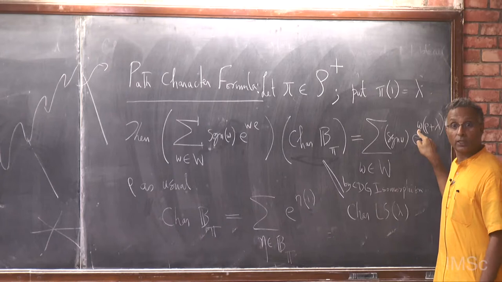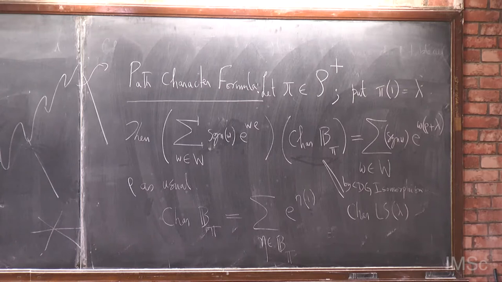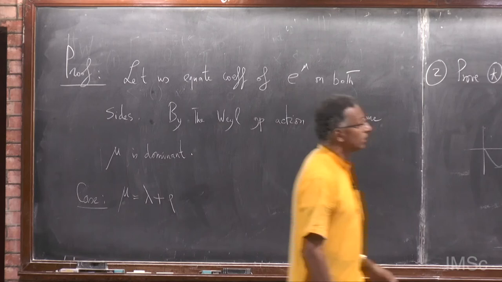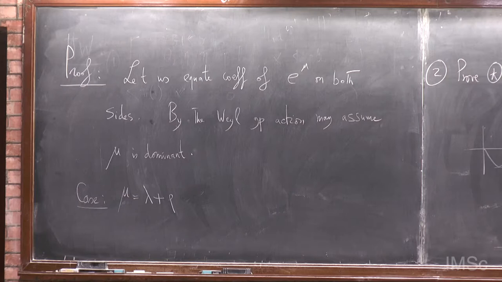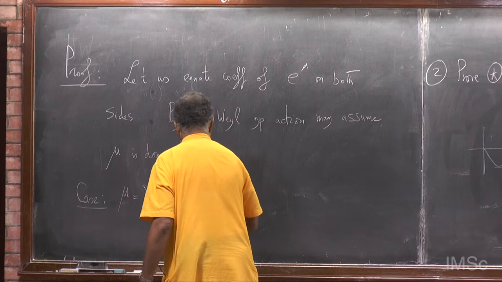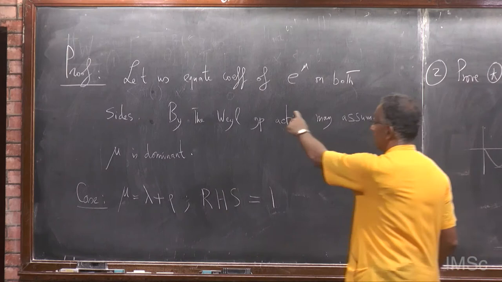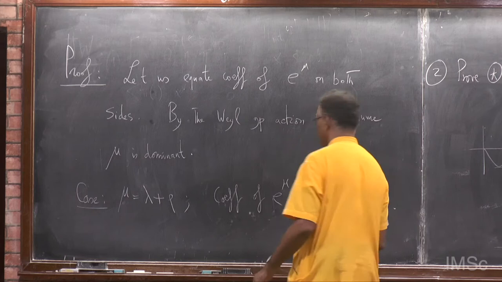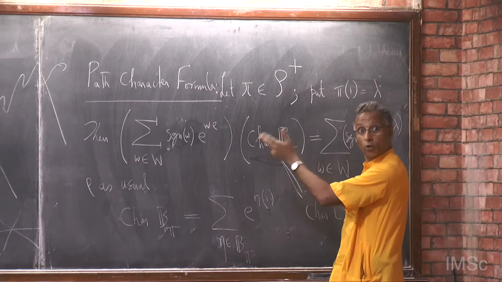Okay, so let's do the case when mu is equal to lambda plus rho, and so the contribution is 1 here. I have to check that there is only one contribution here. So the right hand side is equal to 1, meaning the coefficient of e^mu in RHS equals 1. Okay. So where will I get this? So I want to get lambda plus rho. What will I get here? W rho. What will I get here? Pi 1 minus lambda minus some positive root.